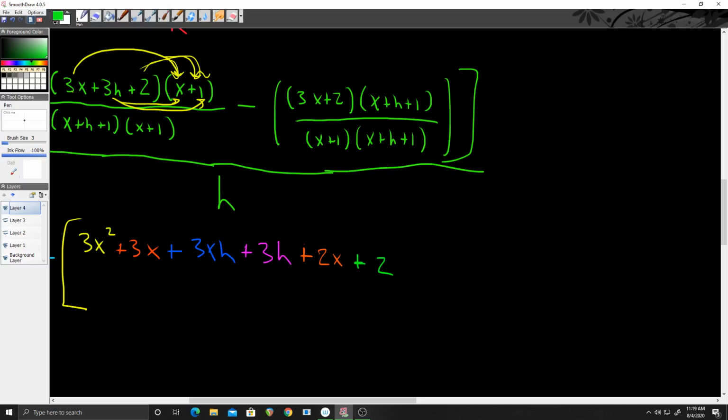3x times x. That's 3x squared. Okay. And it's being subtracted. 3x times x is positive 3x squared, but with a minus. So minus 3x squared.